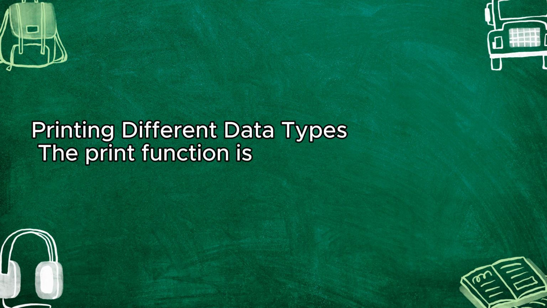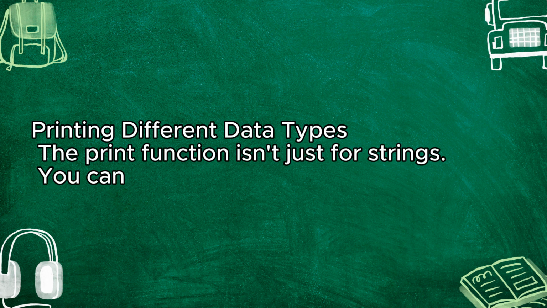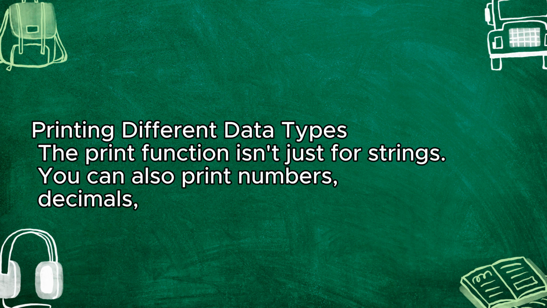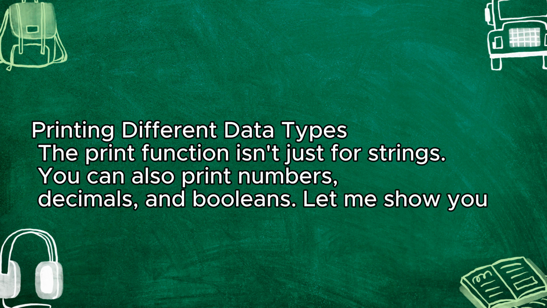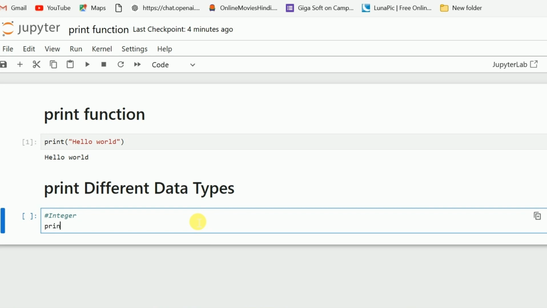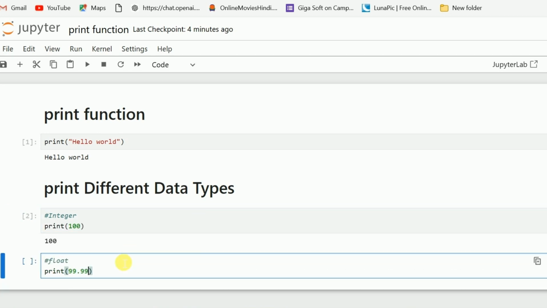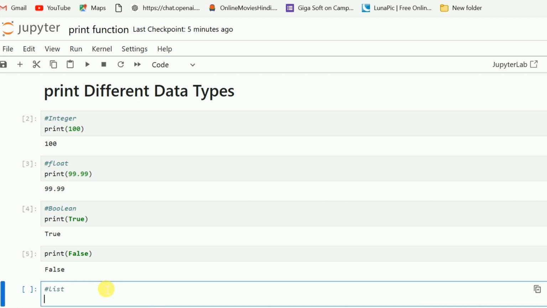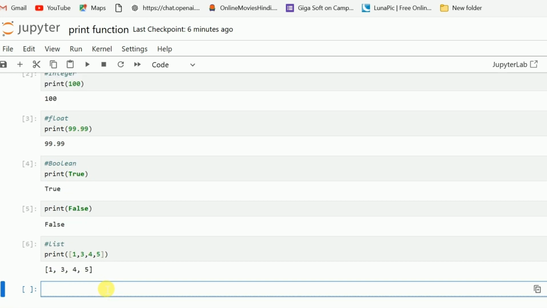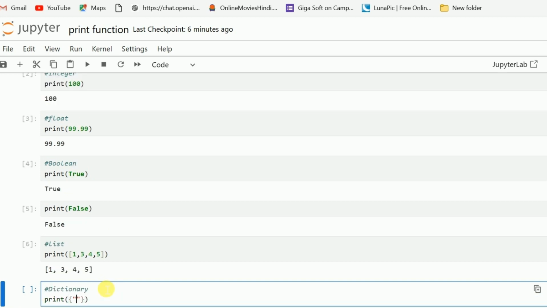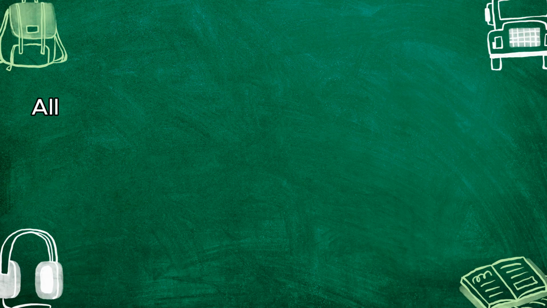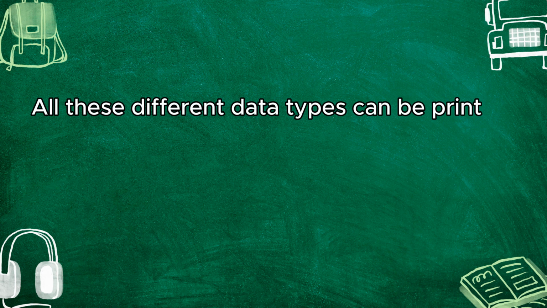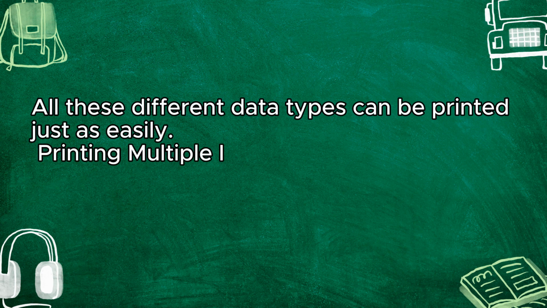The print function isn't just for strings. You can also print numbers, decimals, and booleans. Let me show you. print(100), print(99.99), print(True), print([1, 2, 3]), print(name, Alice, age 25). All these different data types can be printed just as easily.